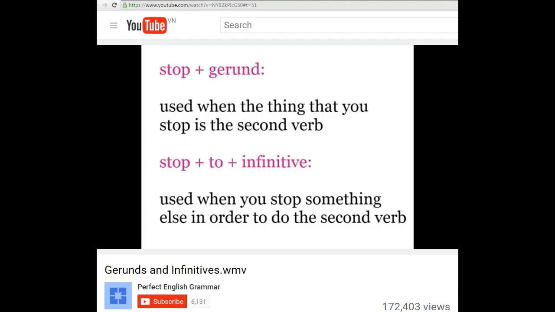For example, stop. Stop plus gerund is used when the thing that you stop is the second verb. Stop cộng với danh động từ được sử dụng khi mà cái điều mà bạn dừng là cái động từ thứ hai. Stop plus to plus infinitive is used when you stop something else in order to do the verb. Stop cộng với to cộng với động từ nguyên mẫu được sử dụng khi bạn dừng làm một cái điều gì khác để mà làm cái hành động thứ hai.